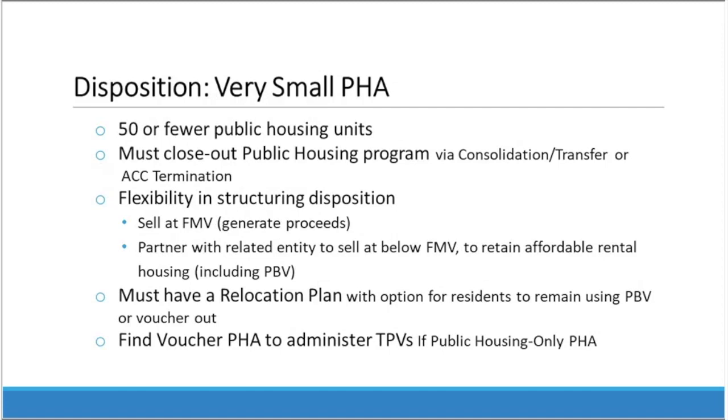Another justification is very small housing authorities, so 50 or fewer units. With the 50 or fewer unit justification comes mandatory closeout. We'll talk more about closeout in the next week, but this is sometimes used as the last option. So again, if you've got a big portfolio, at least bigger than 250, and you incrementally work your way down to 50, you can then use this as your last option.